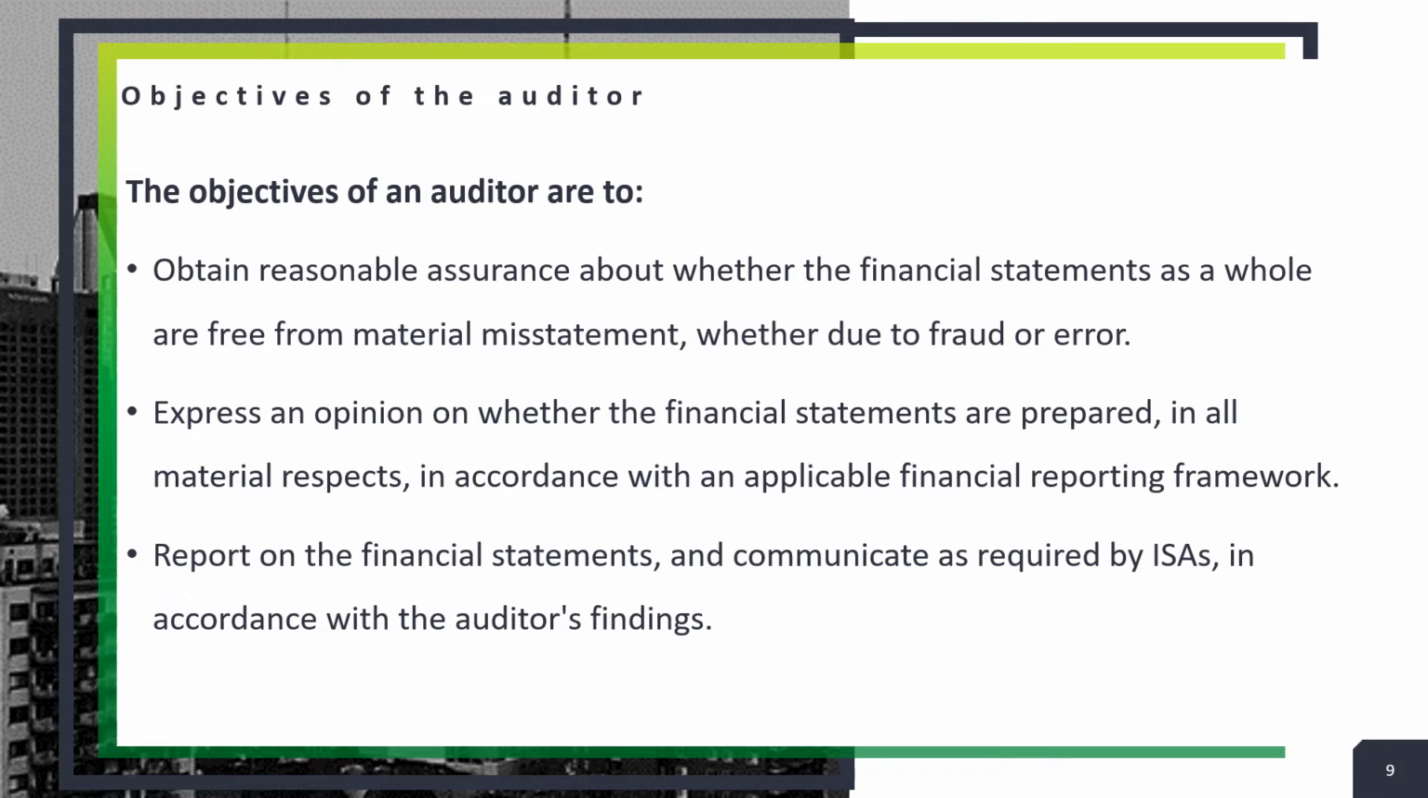Objectives of the auditor. The objectives of an auditor are to obtain reasonable assurance about whether the financial statements as a whole are free from material misstatement, whether due to fraud or error. Express an opinion on whether the financial statements are prepared, in all material respects, in accordance with an applicable financial reporting framework. Report on the financial statements, and communicate as required by ISAs, in accordance with the auditor's findings.